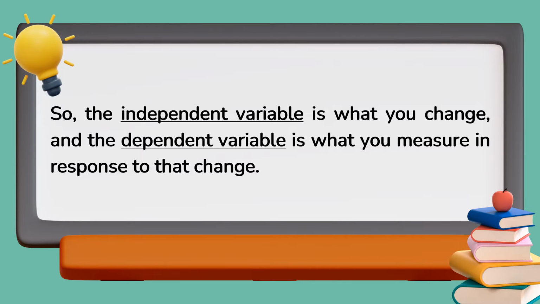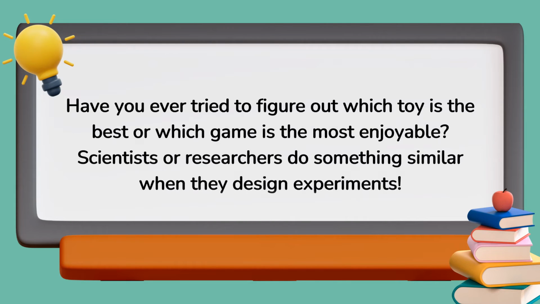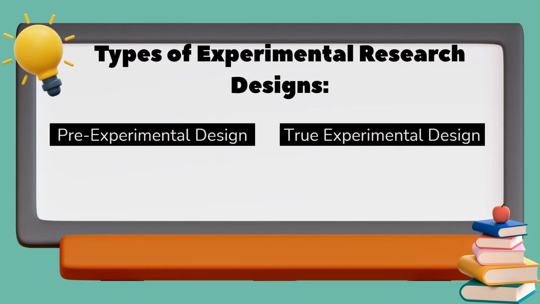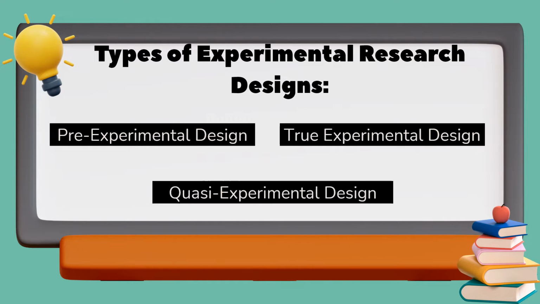So, the independent variable is what you change, and the dependent variable is what you measure in response to that change. Have you ever tried to figure out which toy is the best or which game is the most enjoyable? Scientists or researchers do something similar when they design experiments. Here are the types of experimental research designs. We have the pre-experimental designs, true experimental design, and quasi-experimental design.